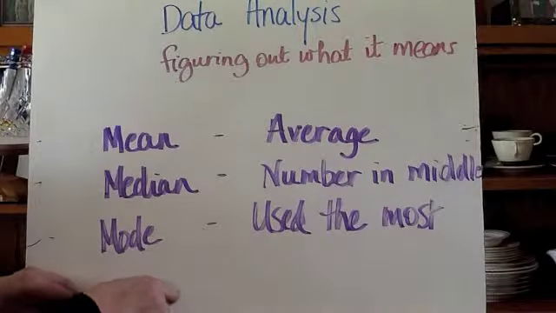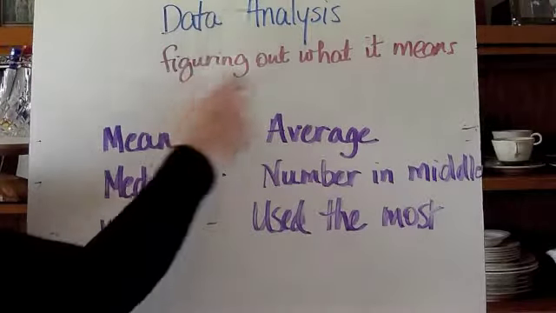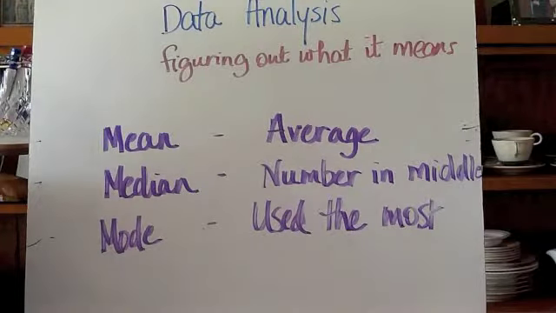Today we're going to look at an introduction to some data analysis. Data analysis is simply figuring out what your data means. So if you've been given a bunch of numbers for something, then you need to figure out what it means for you. There are lots of different pieces of data analysis. The three we're going to look at today are the mean, median, and mode.